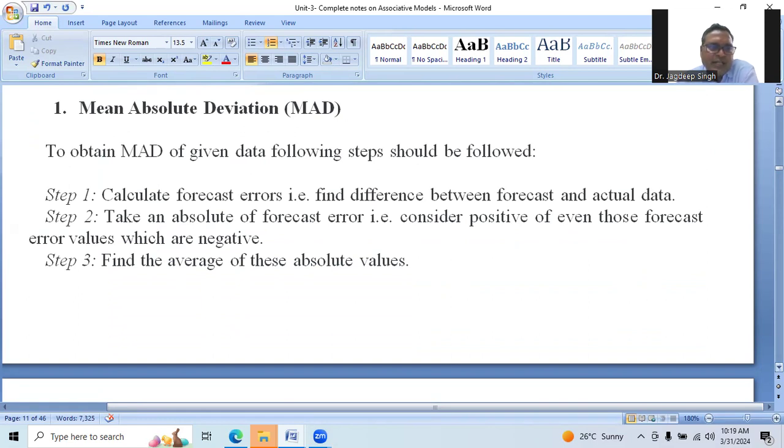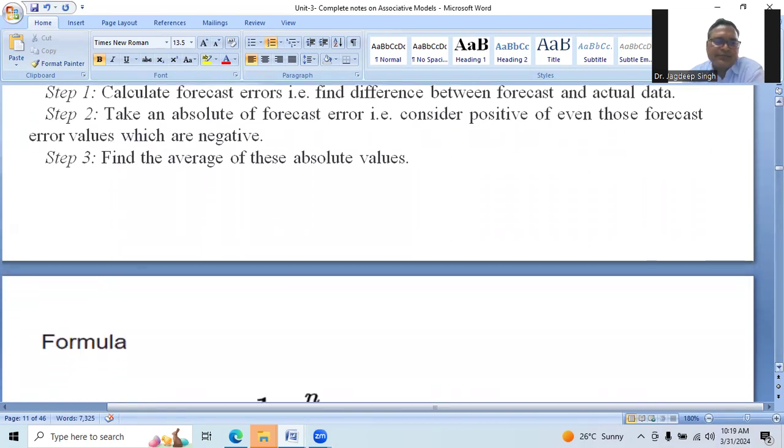Step 2 is to take the absolute value of the forecast error, that is, consider positive even those forecast error values which are negative. So we need to take absolute values. Then step 3, find the average of these absolute values. So this is how we can find MAD.